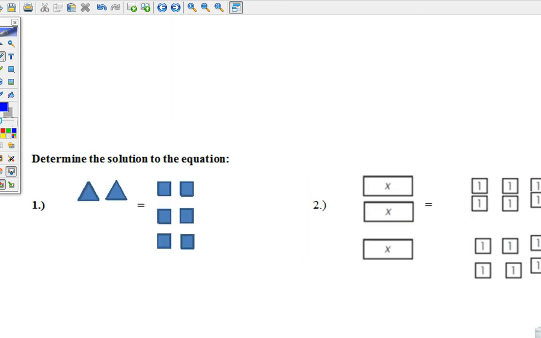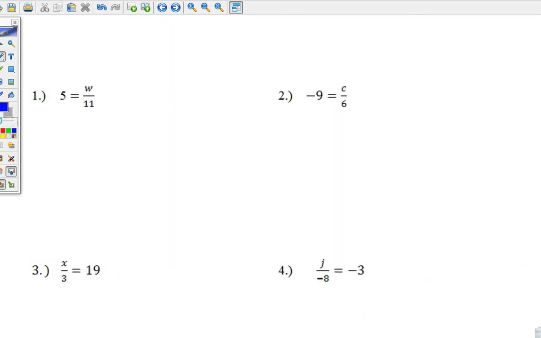So next part here, taking a look at a couple of these examples, now we have some mixed up things, and now we have, for w, it's w divided by 11 here. So this is what's really happening. It's w divided by 11. And you probably ask yourself, well, how do we get rid of dividing by 11? And the opposite of dividing by 11 is multiplying by 11.